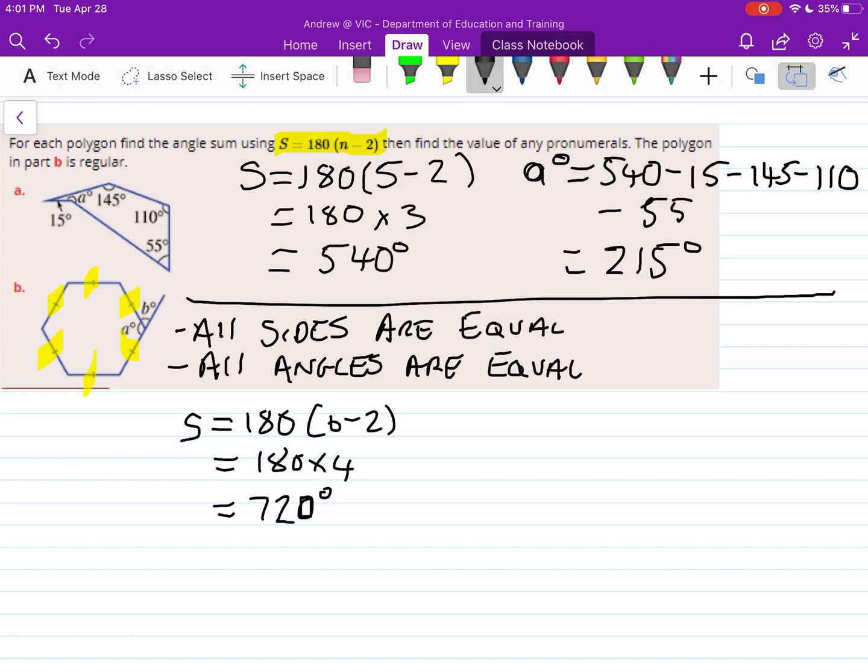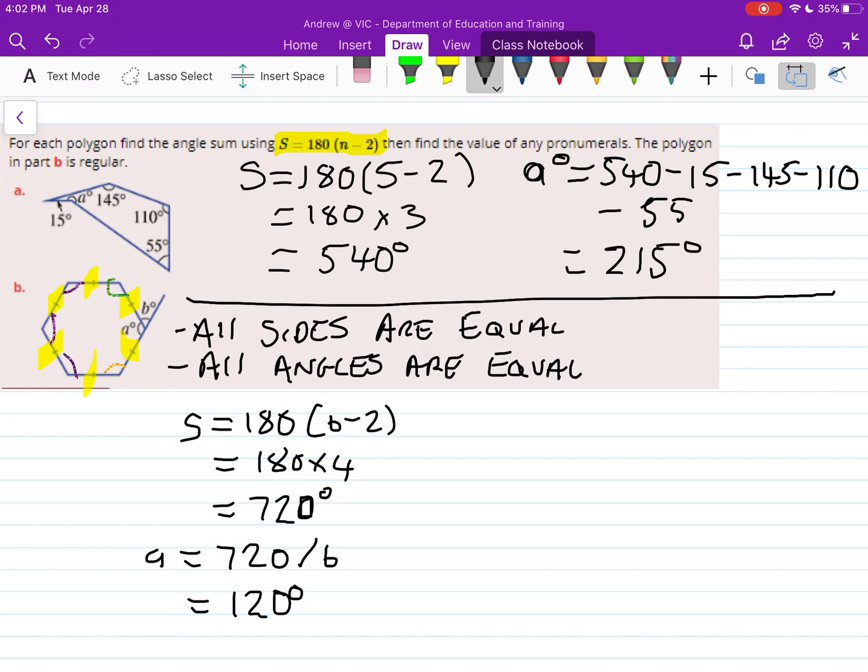So how many angles do we have inside our shape? If we have 6 sides, you can always double check this again. We've got one angle here, 2, 3, 4, 5, and A, which is 6. So if we've got 6 angles and all of them are the same, we can just divide this by 6. So A is going to equal 720 divided by 6, and this gives us a value of 120 degrees.